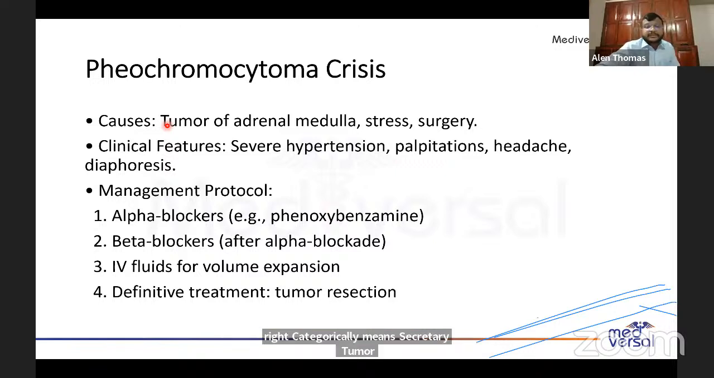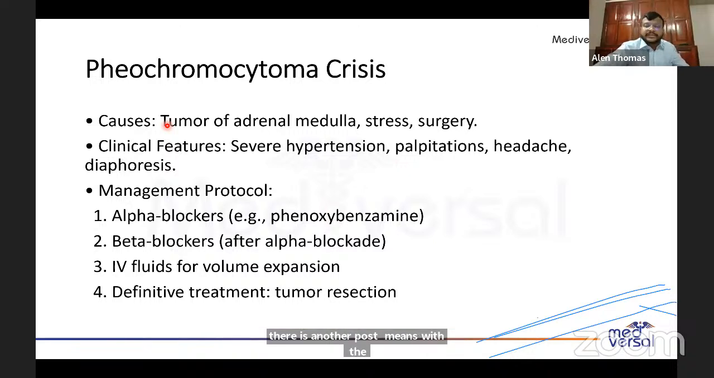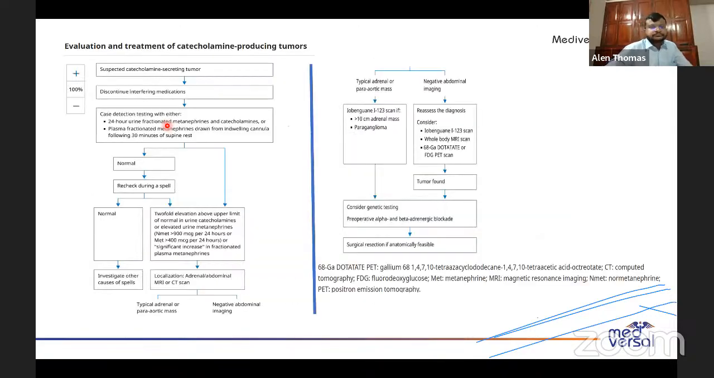So there are peripheral receptors. You have alpha receptors that will cause vasoconstriction and lead to higher BP. When you give your beta blockers first, there is unopposed alpha, with no alpha blocking. There's unopposed catecholamine action at the receptor, so there's a severe shooting up of BP, which can be highly fatal. So you need to always give alpha first, followed by beta. Alpha blockade first with phenoxybenzamine or doxazosin, followed by beta blockers, that's your propranolol. IV fluids for volume expansion. Definitive treatment is your tumor resection.